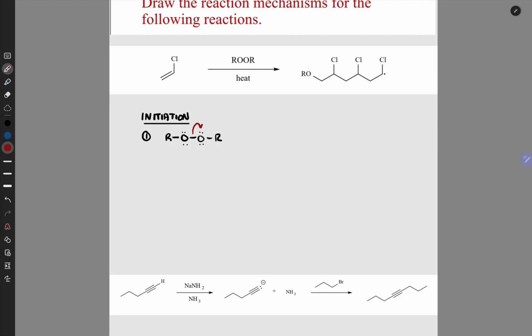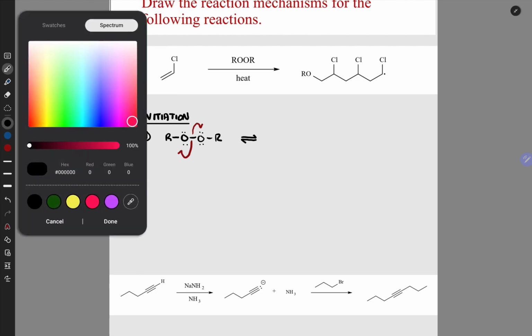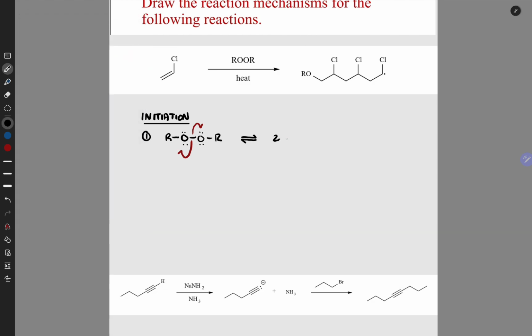Okay. Using those one-sided arrows, this shows equilibrium, I guess, the product going back and forth from the reactant, changing back and forth there. That's not a very scientific way to say it. But anyways, we form our radical here. That's initiation. That's all we need to know.